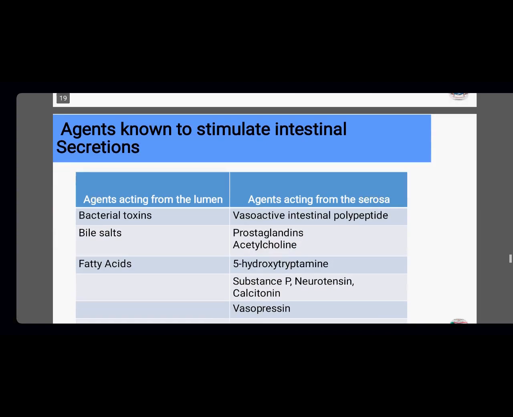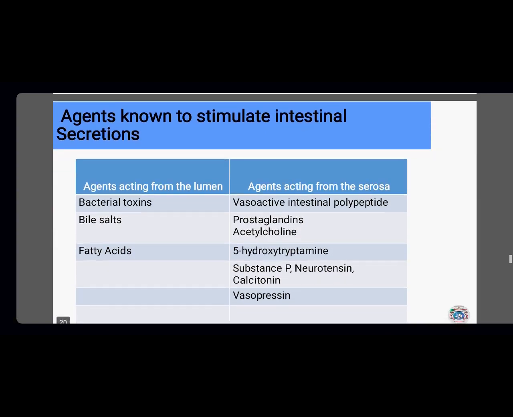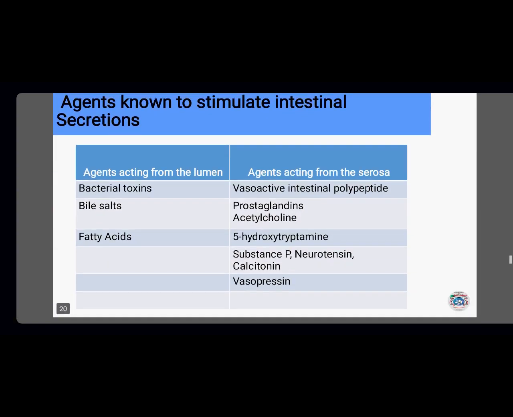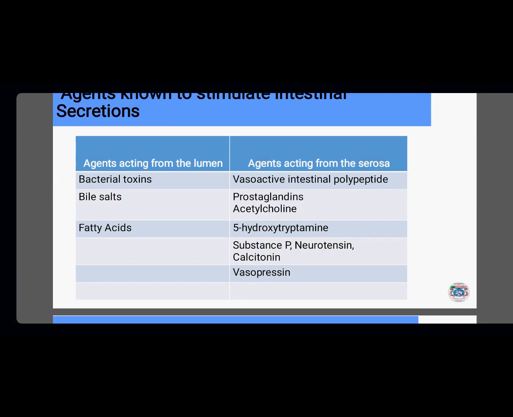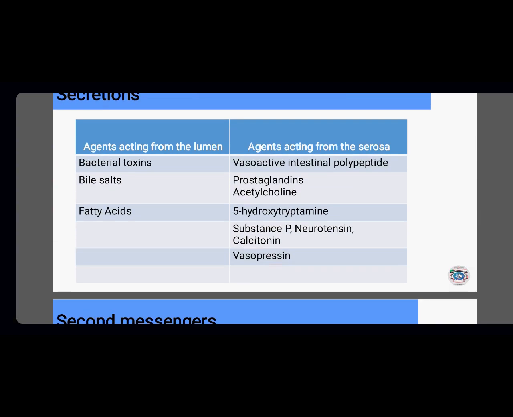Here we can summarize the agents known to stimulate intestinal secretion. We have two columns. The left column is titled agents acting from the lumen. The right column is titled agents acting from the serosa.